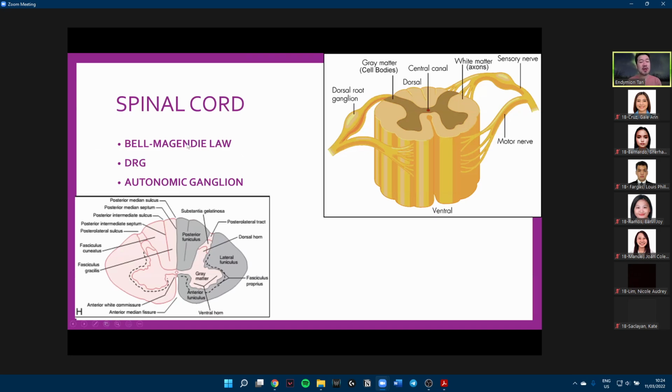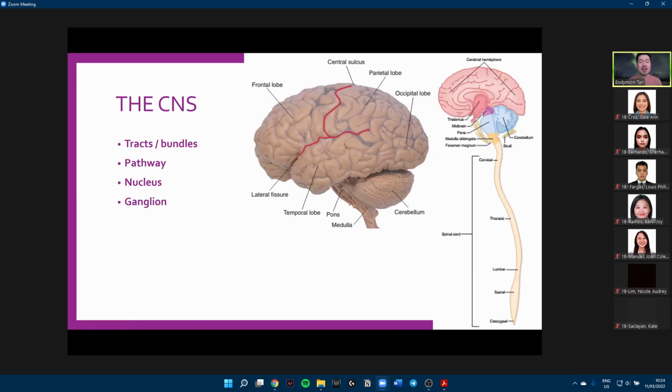Okay, let's talk about the spinal cord. Before the spinal cord, there are some things that I want you to remember by heart, and for sure ilalabas sa exam yan. Examples of tracts. I just want you to remember two tracts, the ascending and the descending tracts. When I say ascending, pataas siya, from the spinal cord to the brain, ascending.